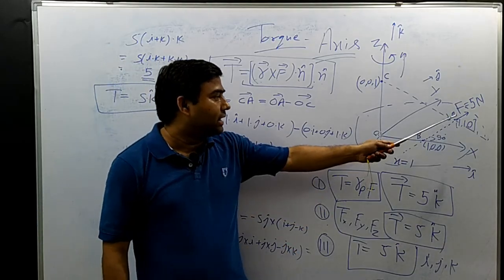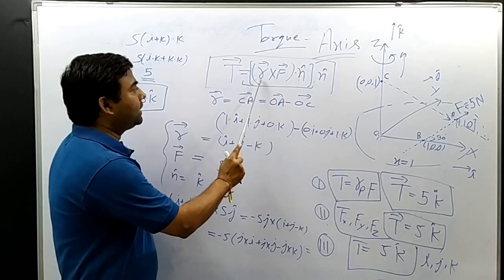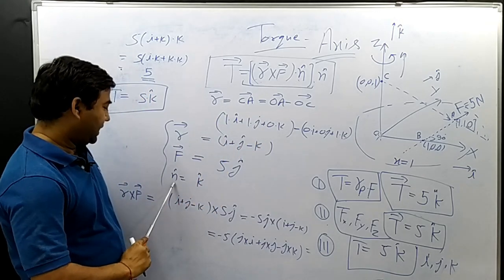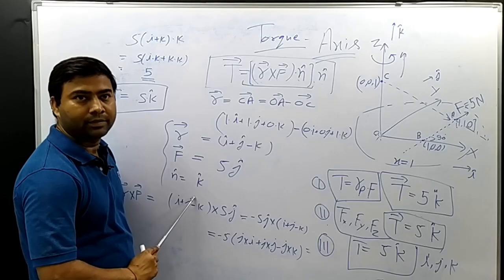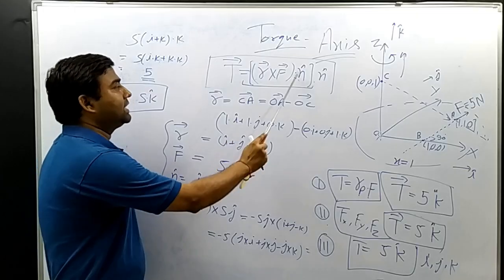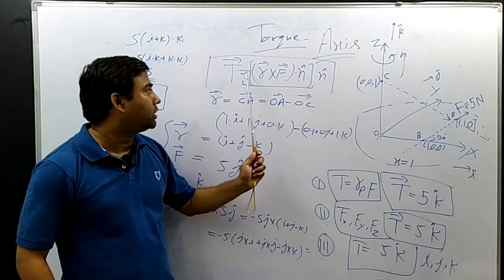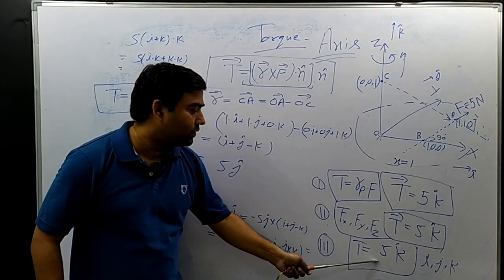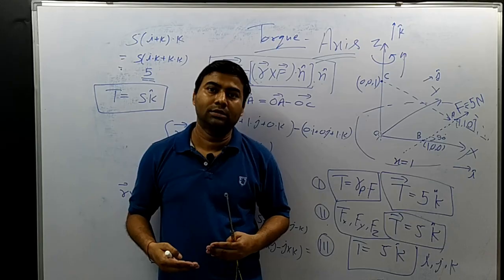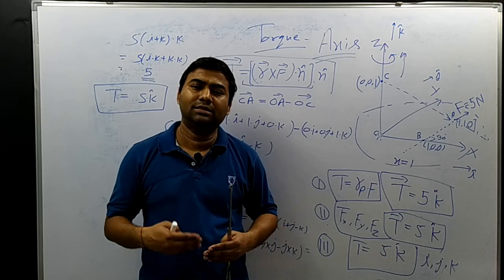And third method, by i, j, k, that is right-handed unit vector system. So in this case, we will find R, F, N in terms of i, j, k. After finding R, F, N in terms of i, j, k, just put these values in this expression. We will find the torque of F, that is this torque along the z-axis, which is also 5k. So this is the basic concept behind torque, and torque of a force about a point and about an axis is slightly different.